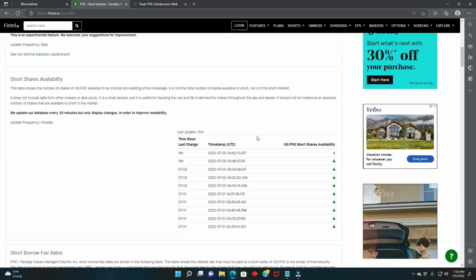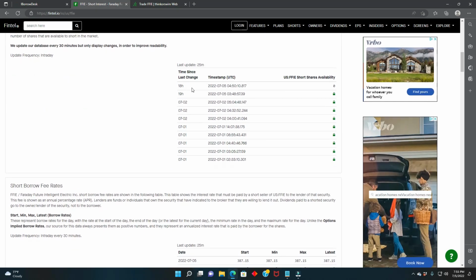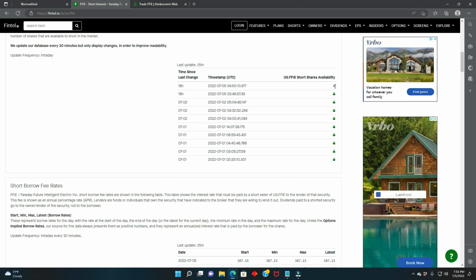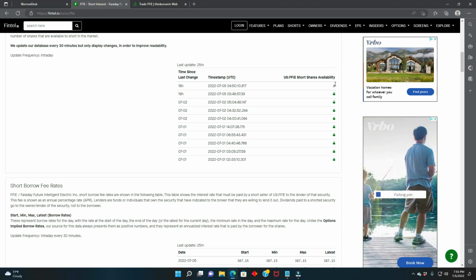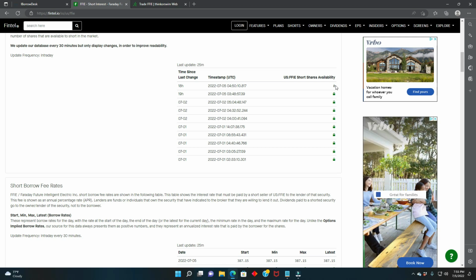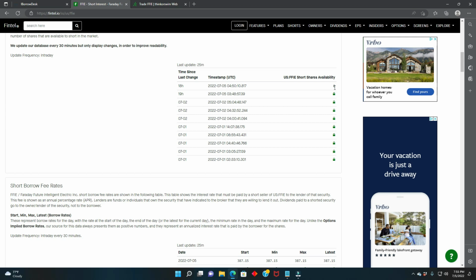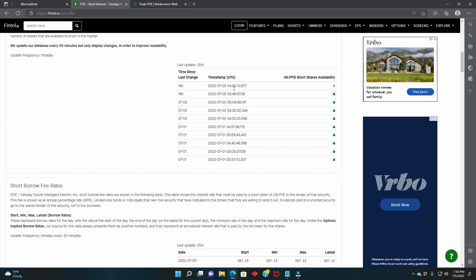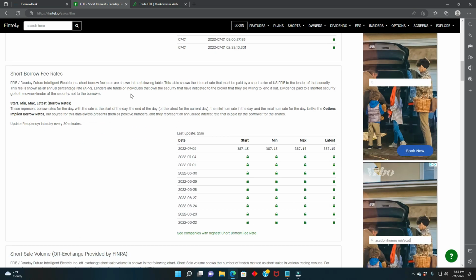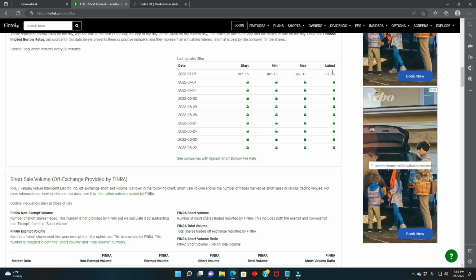So then the next thing you want to take a look at on Fintel is the number of available shares to make sure it goes with iBorrowDesk. In this case, it doesn't because iBorrowDesk is lagging. But as of right now, there are 0 shares available to short. Okay, and that's at 4:50 on July 5th, 2022. Scroll down a little bit more, and it'll tell you the cost to borrow.